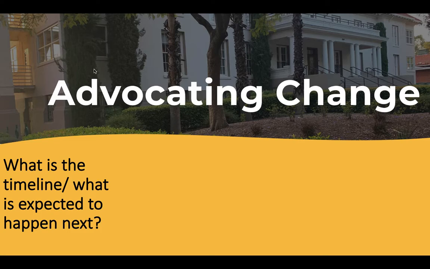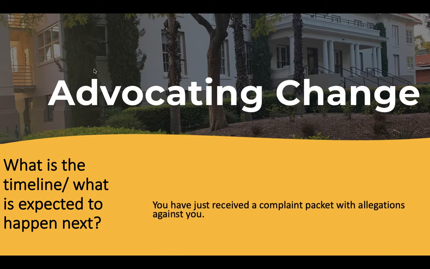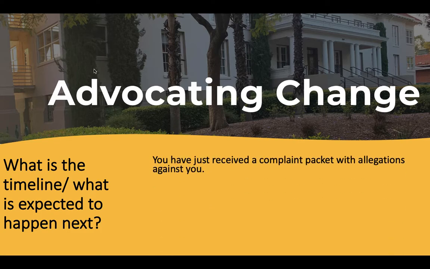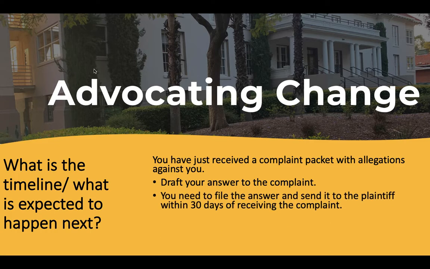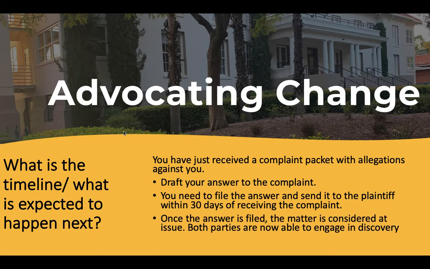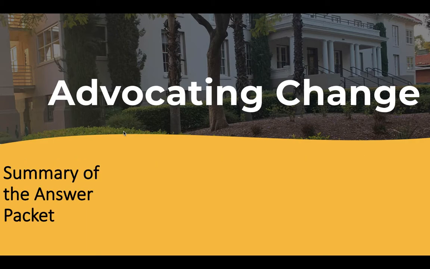What is the timeline? What is expected to happen next? At this point, you have already received a complaint packet with the allegations against you. You need to draft your answers to the complaint. You will need to file the answer and send it to the plaintiff within 30 days of receiving the complaint. Once the answer is filed, the matter is considered at issue. Both parties are now able to engage in discovery.